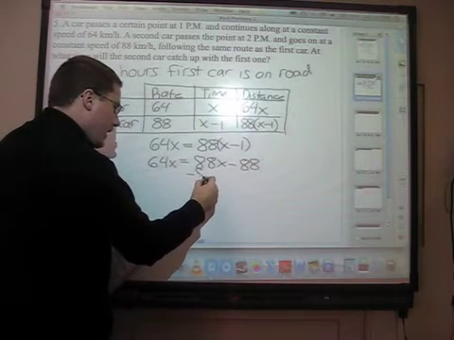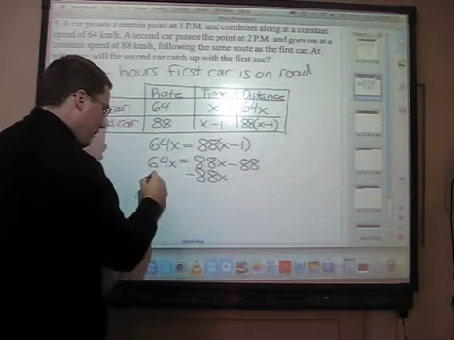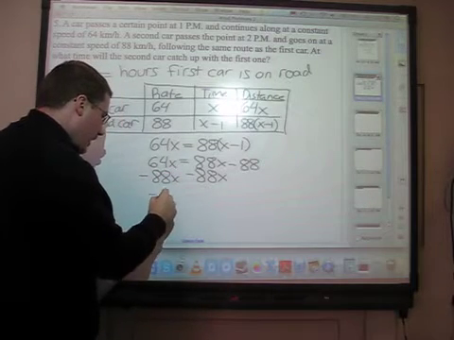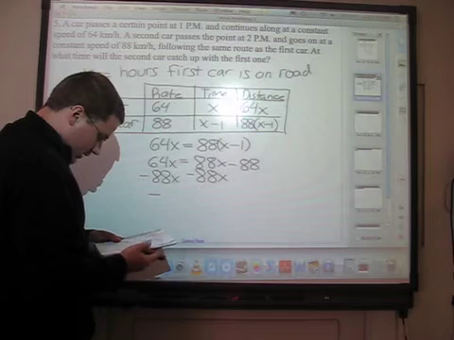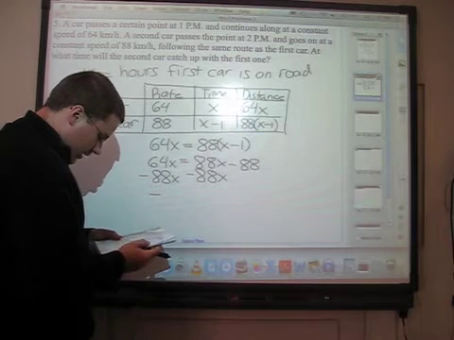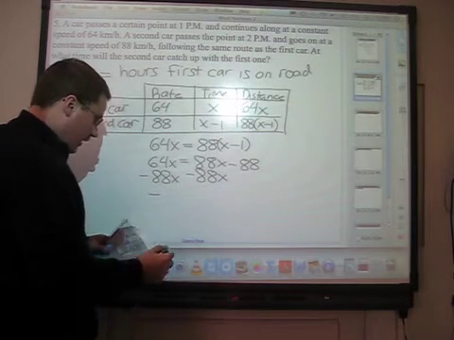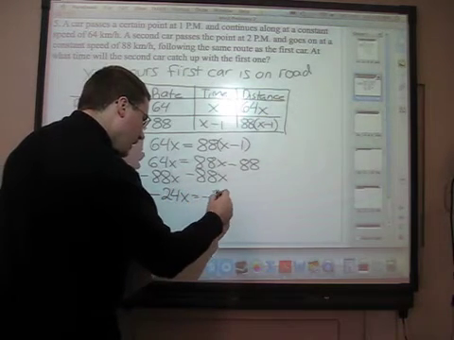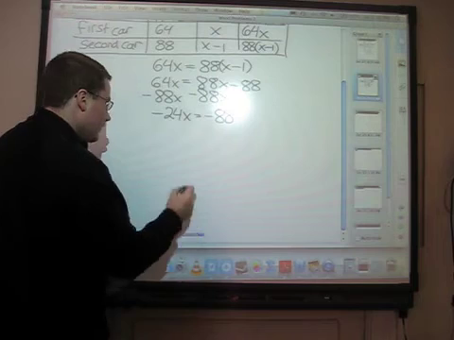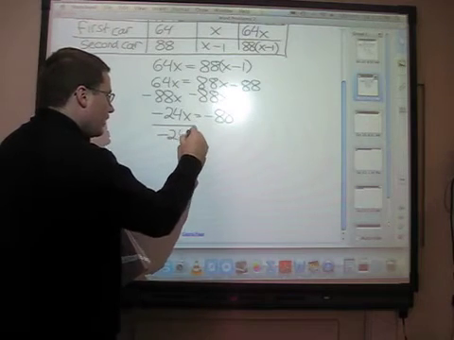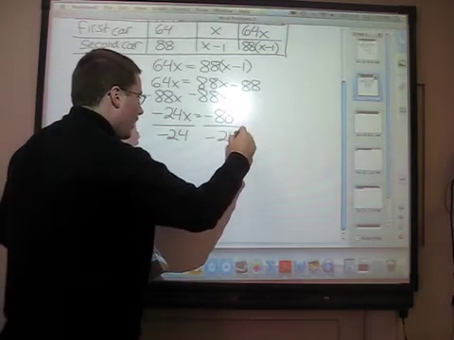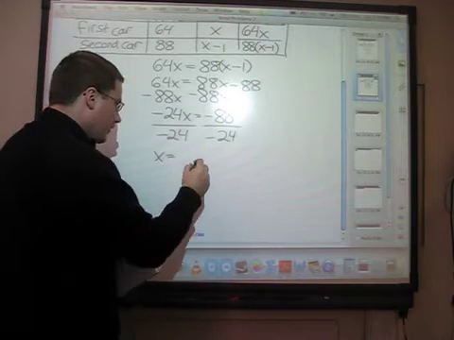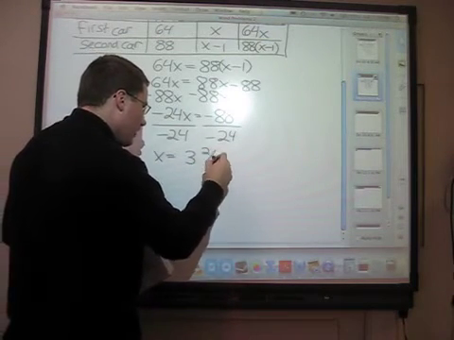Now subtract 88x. And we should get negative, let's see, negative 24x equals negative 88. We divide by negative 24 and get x equals 3 2/3, or 3.6 repeating.